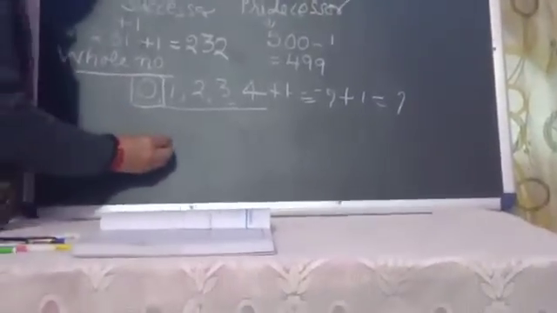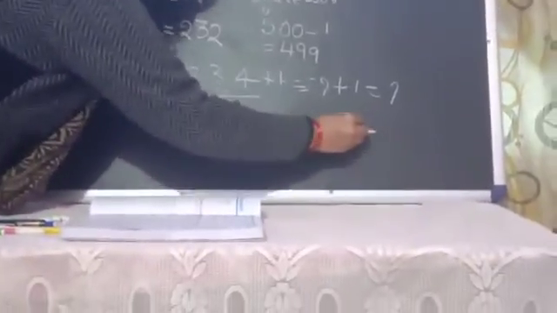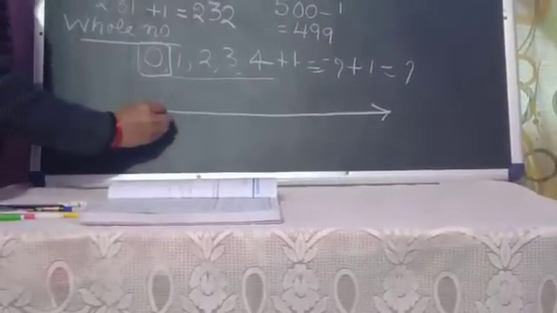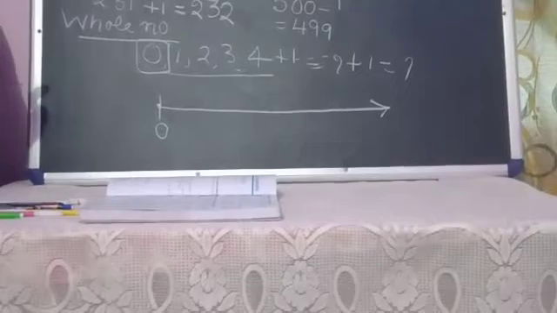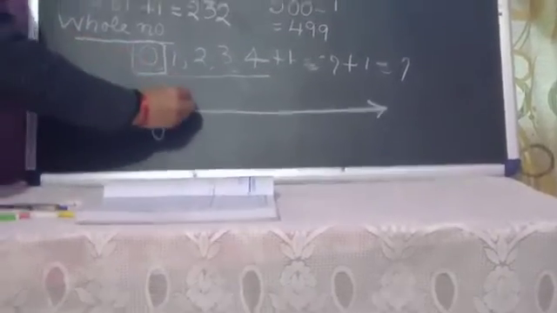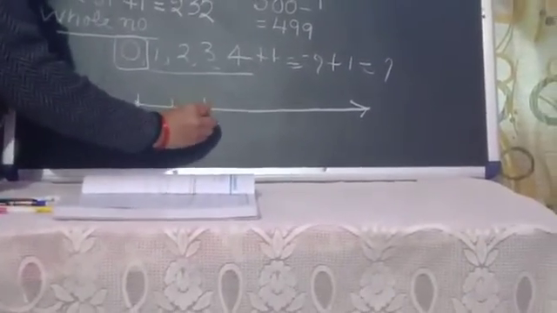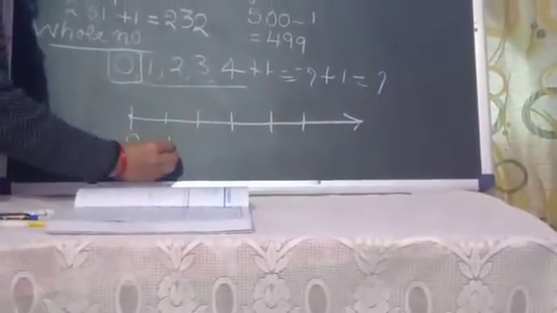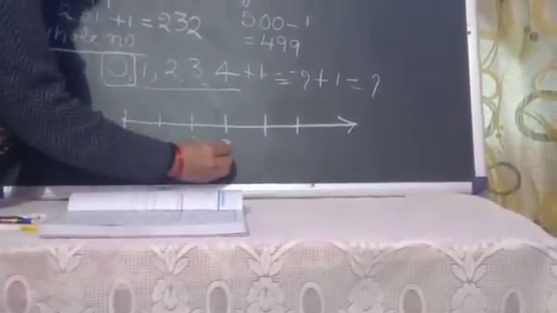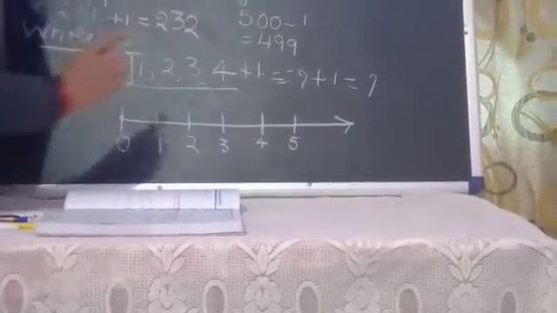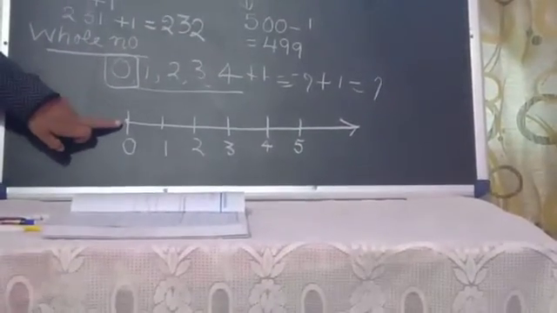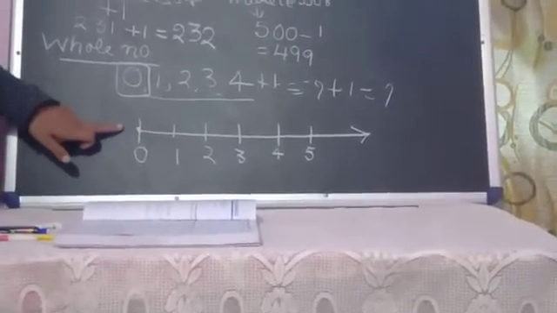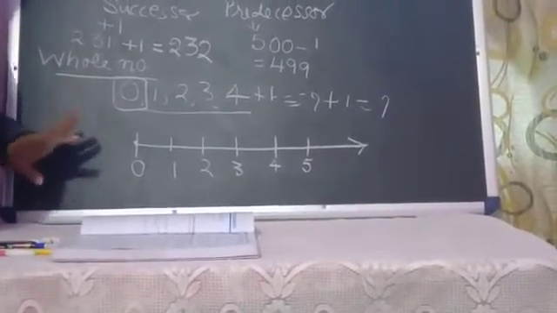So when we make a number line, at the starting point we have to take 0. Starting point will be 0. Then at equal distances we will put the marks. And then we'll mark 1, 2, 3, 4, 5 and so on. So whenever we mark whole numbers on our number line, the starting point will be 0. Is it clear to you?